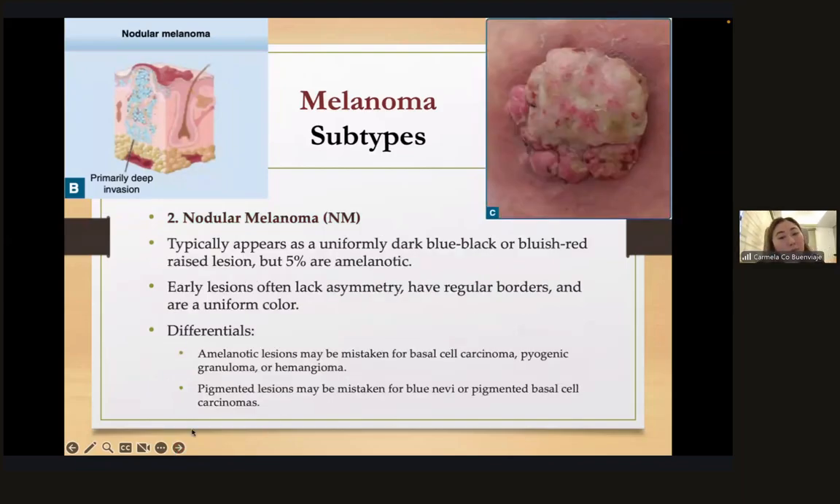It typically appears as a uniformly dark blue, black, or bluish red raised lesion, but 5% are amelanotic, just like here in the picture. Early lesions often lack asymmetry, have regular borders, and are uniform in color. So differentials to consider could be basal cell carcinoma, pyogenic granuloma, hemangioma, blue nevi, or other pigmented basal cell carcinomas.